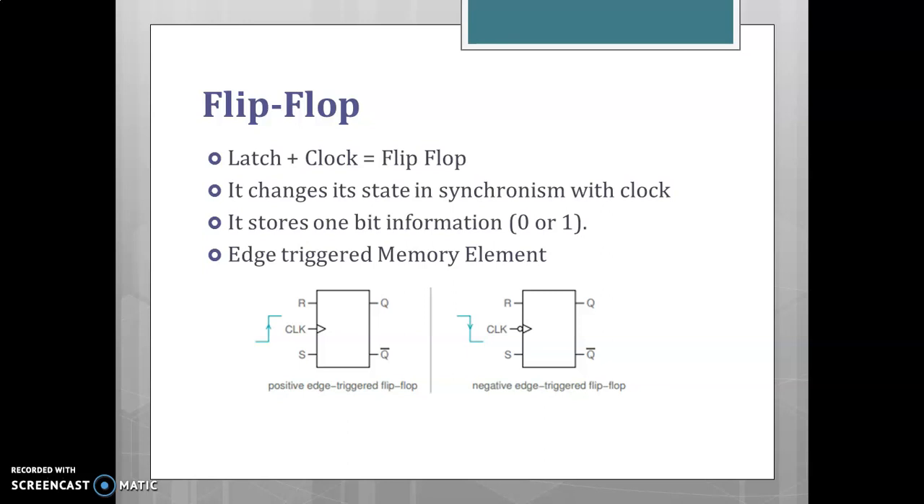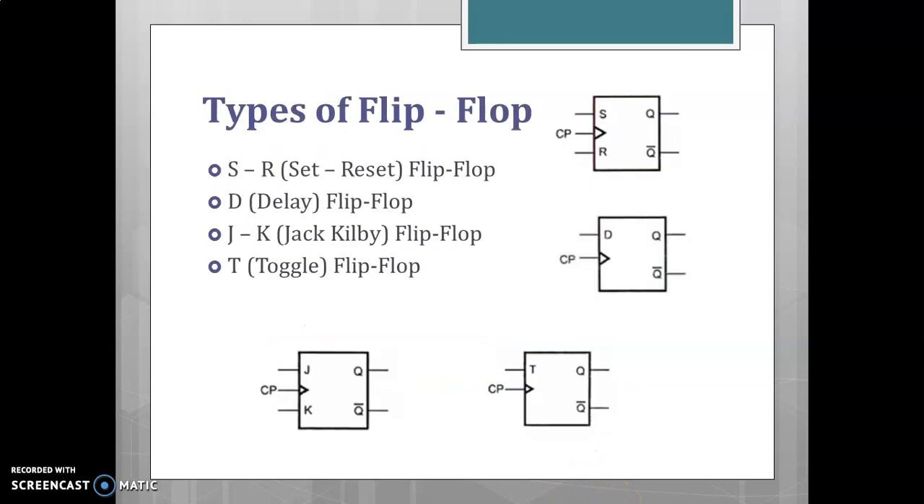And again, the flip-flop is going to store one bit of information, either logic 0 or logic 1. And the flip-flop is an edge triggered memory element. That is, the output changes only during the positive edge or during the negative edge. And depending upon the number of inputs and how the output changes its state, there are different types of flip-flop.